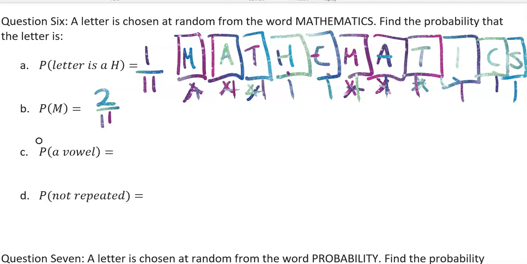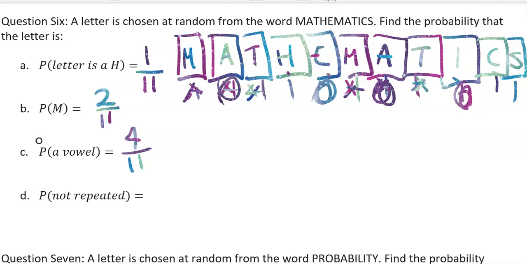Okay, the probability of a vowel. How many vowels are there in the word mathematics? 1, 2, 3, 4 vowels. So A, E, A, and I. There are 4 vowels, so 4 vowels out of 11 cards in total.